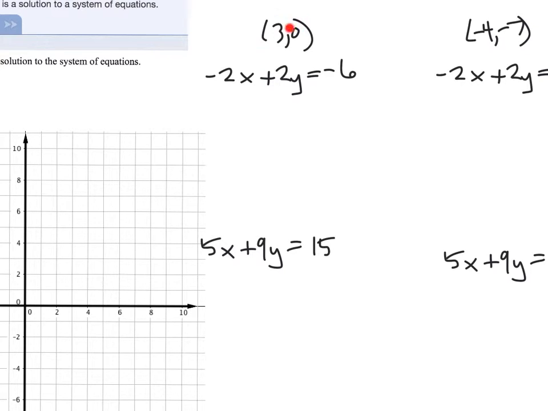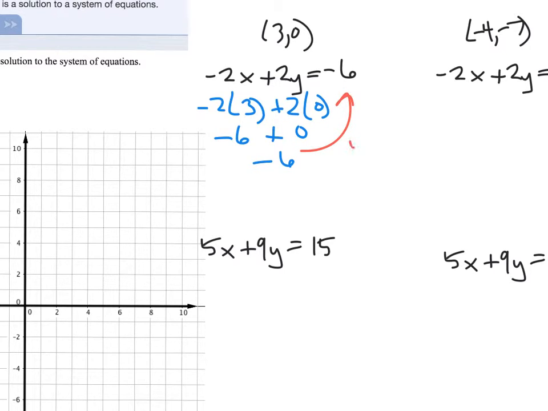So we're going to substitute in. So that becomes negative 2 times 3 plus 2 times 0. So that ends up being negative 6 plus nothing equals negative 6. So that is a smiley face. That works. But let's see if 3, 0 works down here.